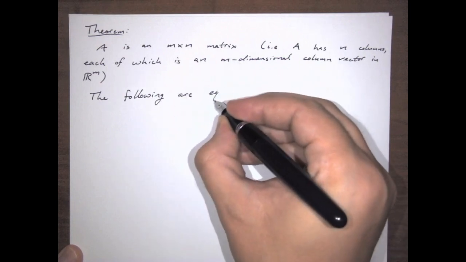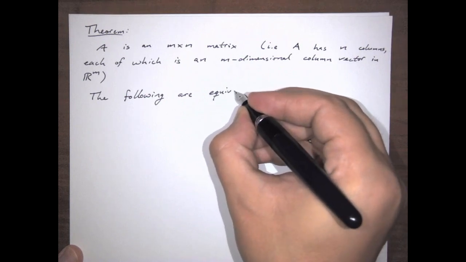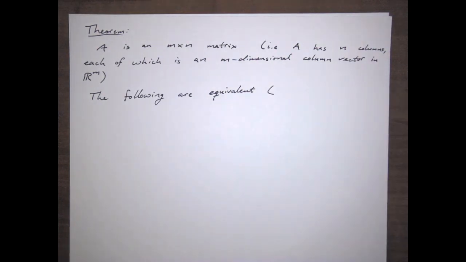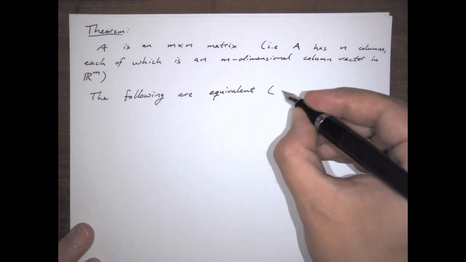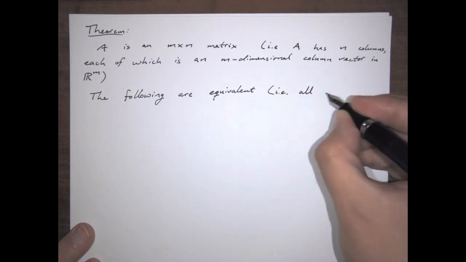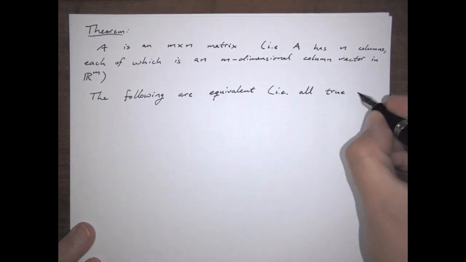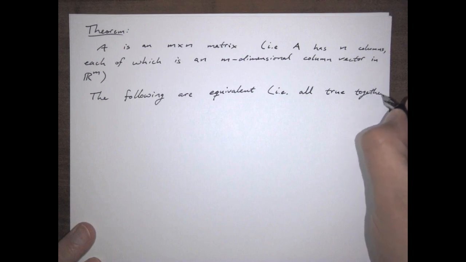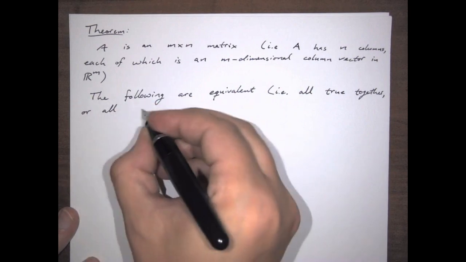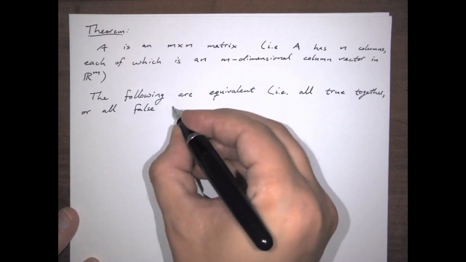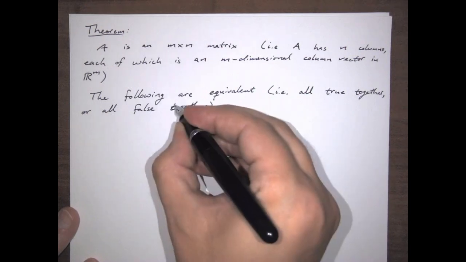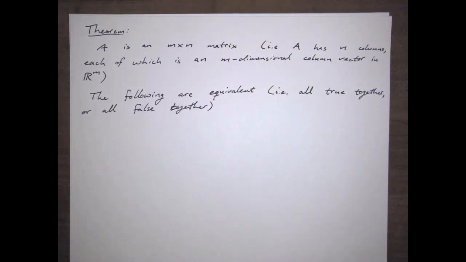All right, then the following are equivalent. Now what that means is we're saying in this case logically equivalent, which means they are all true together or all false together, i.e. all true together or all false together. So they stand together or they fall together.